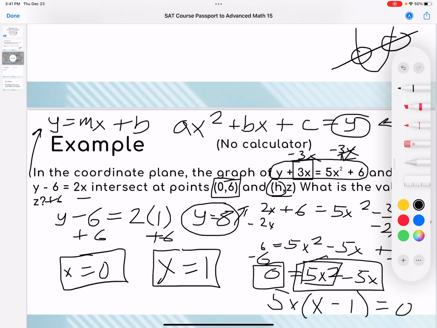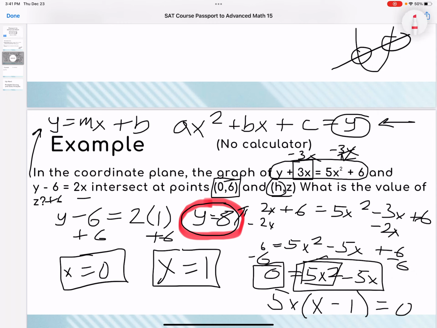So that other 0, basically, when x was 1, we found that y, or that z value, as they called it in the problem, was equal to 8. Okay?